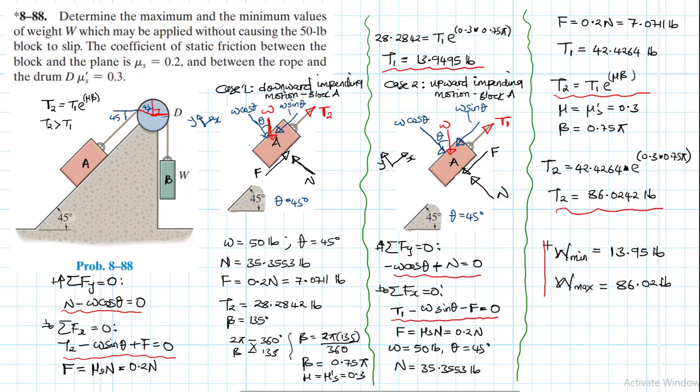I think this is about it. We found the minimum value and the maximum value of W, which after it has been applied won't cause the 50-pound block to slip. So when either the minimum or the maximum value of W is applied, we are saying it is not going to cause the 50 pounds block, which is block A, to slip.